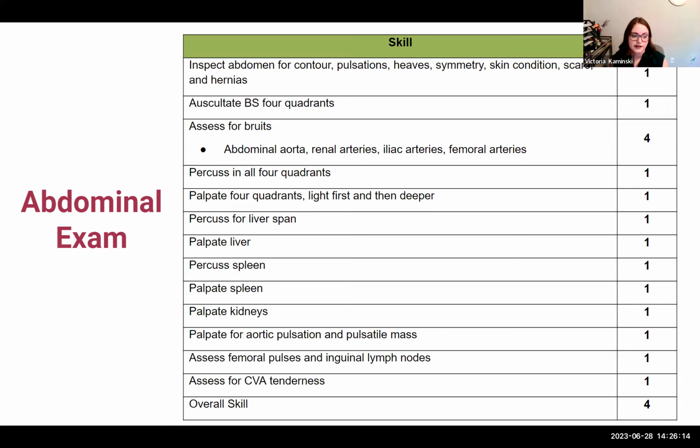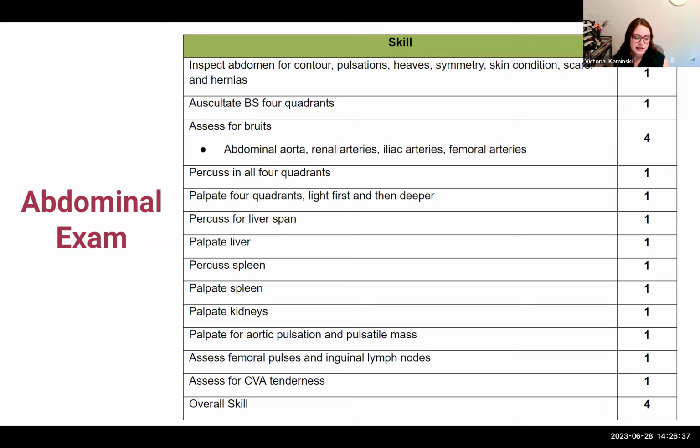Percussing for liver span. So you're going to perform that in your week 3 videos. So this should be a review, and you're going to perform this again in your head to toe. So get very comfortable with the skills in each weekly video. Palpation of the liver, percussion of the spleen, and palpation of the spleen, which in a patient who is not otherwise unhealthy, you should not be able to palpate the spleen or the liver.